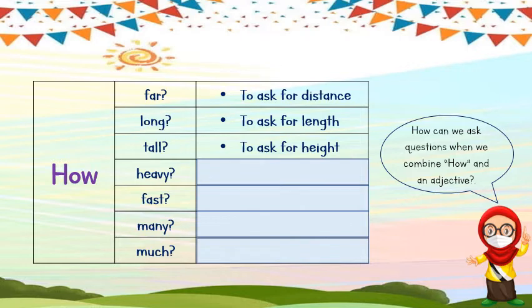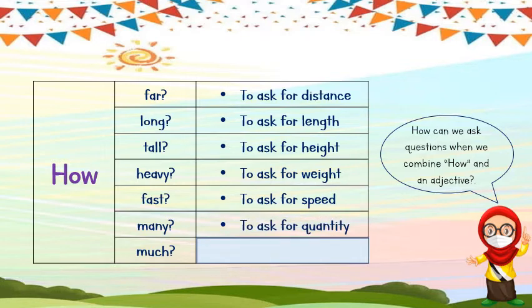How tall? To ask for height. How tall are you? How heavy? To ask for weight. How heavy are you? How fast? To ask for speed. Kelajuan. How fast can you walk? How fast can you run? How fast can you hide?